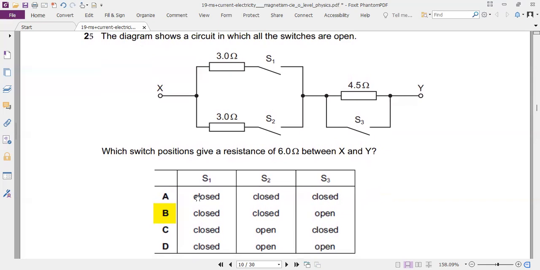Now look at the choices. So 6 ohm resistor, we have got 6 ohm resistor. So we have S1 closed, yes. S2 closed, yes, we closed S1 and S2 and we left S3 open. So we had 1.5 from these two plus 4.5, giving us a 6 ohm resistor.